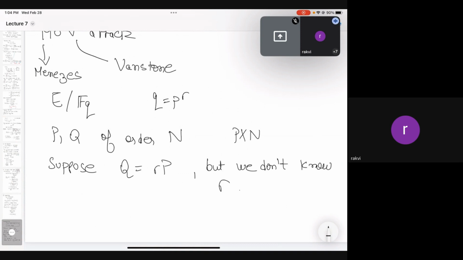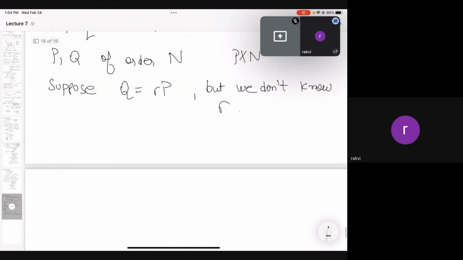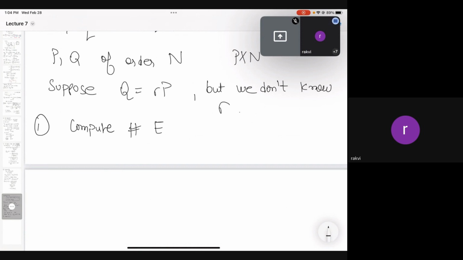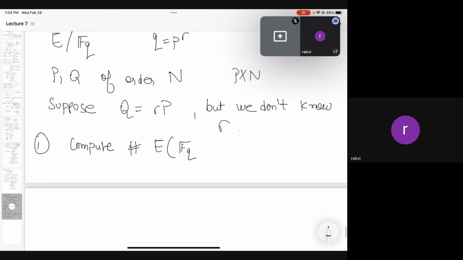So now, how do we convert this? The first step is to compute the cardinality of points of E, not over F_q, over which it is defined, but over some extension of it. Let's give this cardinality a name: let's say it is C.